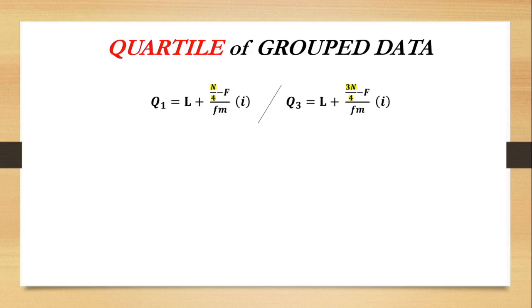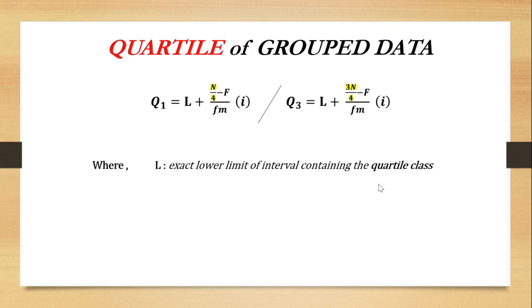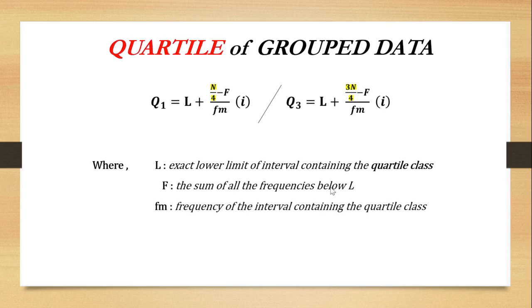As you can recall, this formula is the same as in finding the median of the grouped data, where L is the exact lower limit of the interval containing the quartile class. The F is the sum of the frequencies below L. The Fm is the frequency of the interval containing the quartile class. The N is the total frequencies, and the i is the class interval.